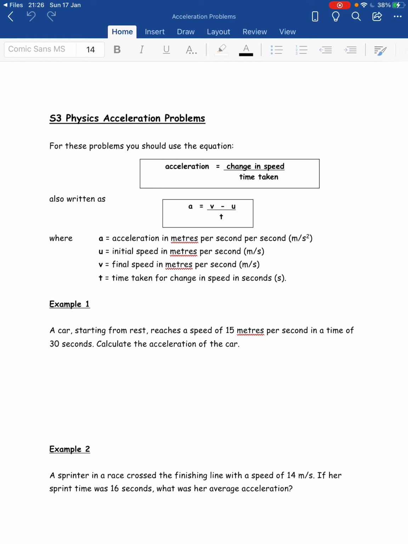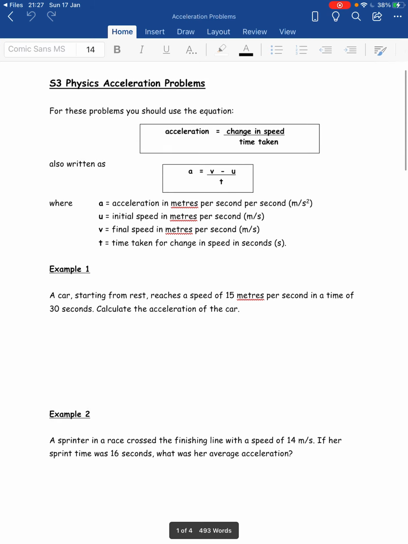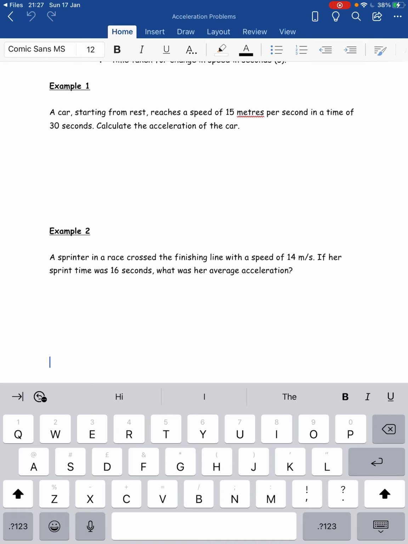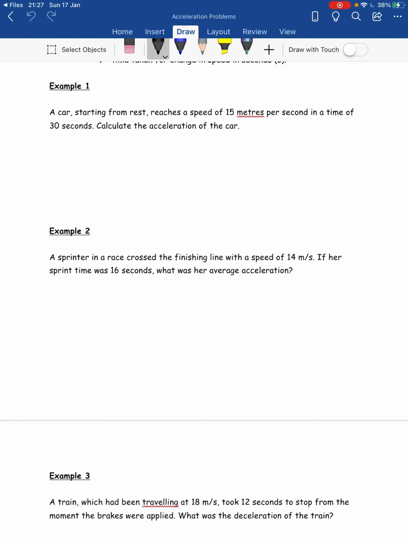So, to do these problems, use the same method that you've been practicing in class. We first have to list the information that we're given down the left-hand side. So for this example here, we've got a car starting from rest. It reaches a speed of 15 meters per second in a time of 30 seconds. And we have to calculate the acceleration of the car. So the first thing that I can write down is we're trying to find what A is. So A equals question mark.